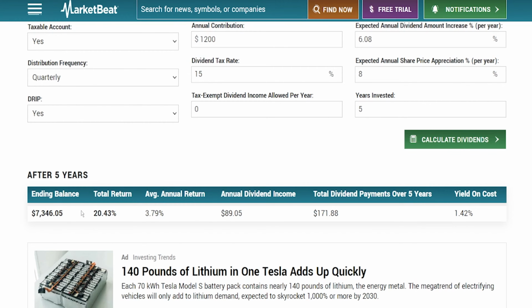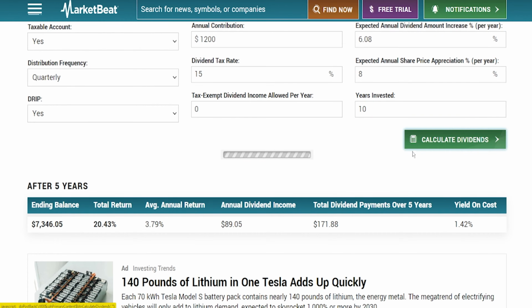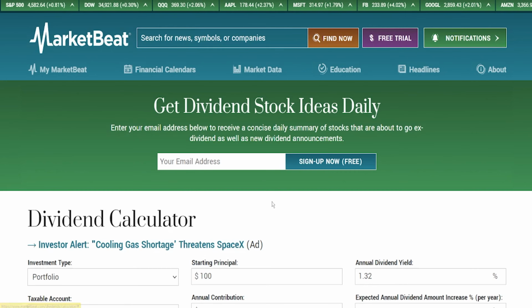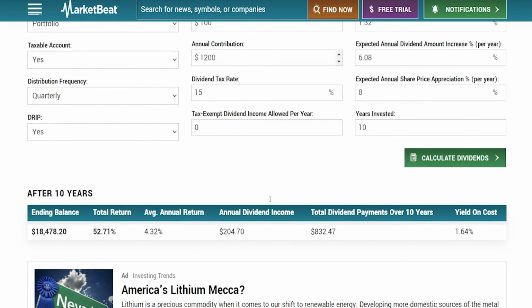So you can see right here, after 5 years, you actually have an ending balance of about $7,346, 20% return over that 5 years. You can see you've earned dividend income of an annual $89.05 during that fifth year, and then total dividends earned was about $171.88. Let's go ahead and see how much 10 years is going to have an impact on us with all these numbers, because compounding interest, of course, is going to work in your favor.